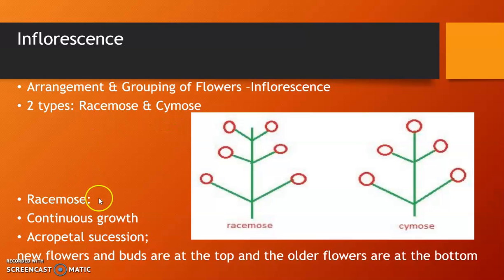So the racemose pattern is given in the first diagram. Here there is a continuous growth and it is of acropetal succession. So what is meant by acropetal succession? The new flowers and the buds are at the top. So the young ones are at the top and the older flowers are at the bottom. This type of arrangement is known as racemose inflorescence.